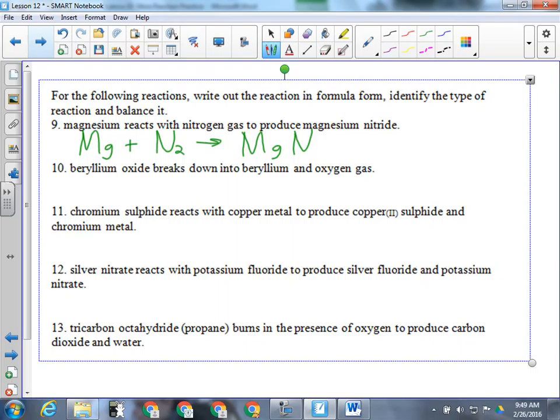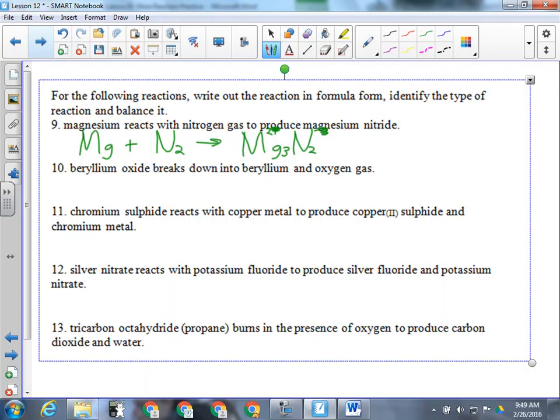So what do I have to do with it? I have to swap and drop. Magnesium is a 2+, nitrogen is a -3. So I take the 3 and I put it here, take the 2 and I put it there. All right, that's crucial. If I don't do that right, there's no way I'll get this reaction balanced right. Now, biggest number in this reaction is magnesium with a 3. Nitrogen's already balanced as a 2.